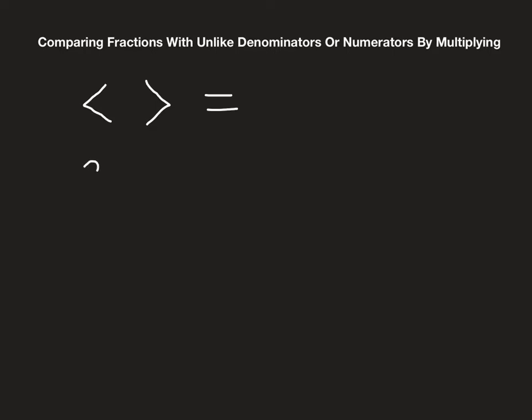Let's compare 2/5 and 3/8. When comparing fractions with unlike denominators or numerators, we're going to begin with the denominator on the left. In this case, the 5. We're going to multiply that by the opposite numerator. 5 times 3 is 15.